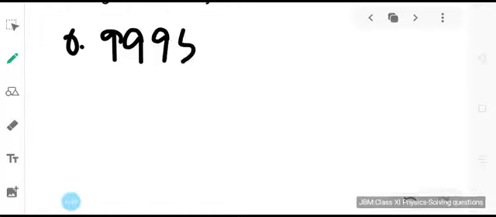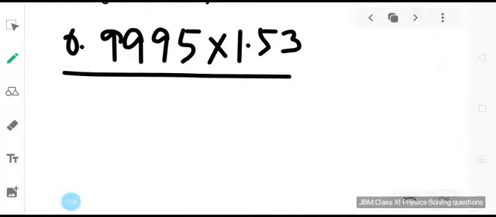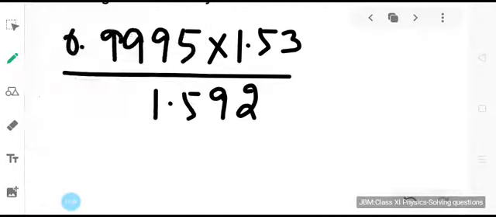Now let us solve one problem to understand it much better. Suppose the given question is 0.9995 into 1.53 divided by 1.592. This is the question given to you. How are you going to solve it?